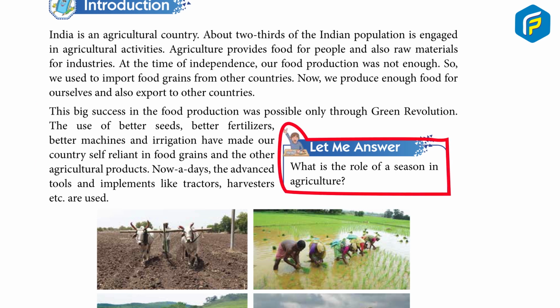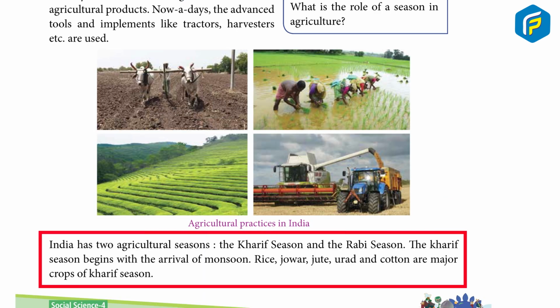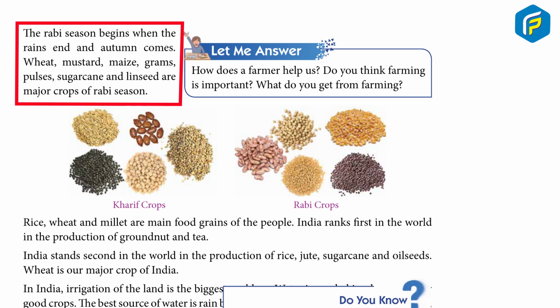Let me answer. What is the role of a season in agriculture? India has two agricultural seasons, the Kharif season and the Rabi season. The Kharif season begins with the arrival of monsoon. Rice, jowar, jute, urad and cotton are major crops of the Kharif season. The Rabi season begins when the rain ends and autumn comes. Wheat, mustard, maize, grams, pulses, sugarcane and linseed are major crops of the Rabi season.